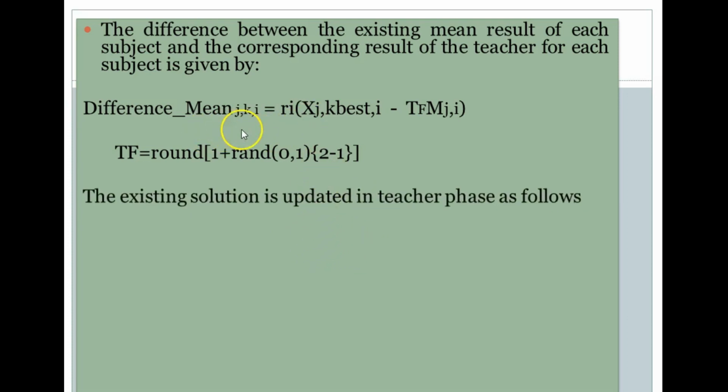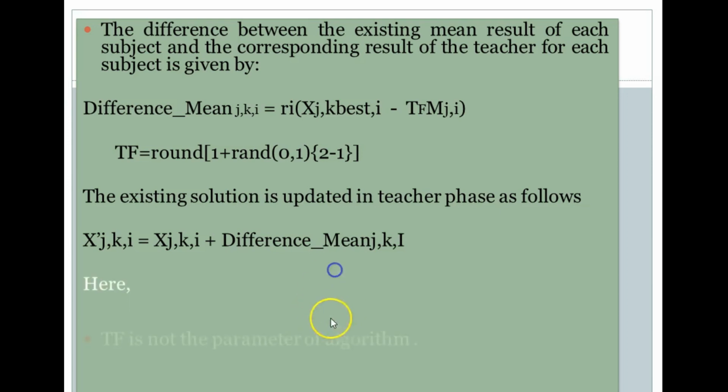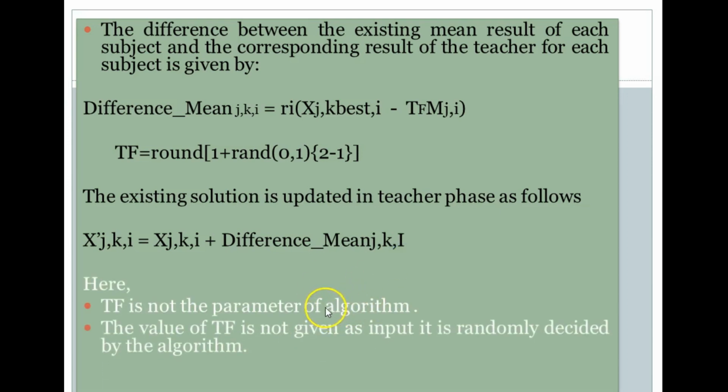So after finding this mean difference, the values are updated using this formula, and with the new values the objective function is again calculated. If the behavior of the objective function is assumed to be better, or you can say if you are getting better values for the objective function, then these updated values are considered for the next phase. Otherwise, the old values will be taken into consideration. So here we have the teaching factor, which is not an algorithm-specific parameter, but it is decided by the algorithm at runtime with an equal probability by using this formula.